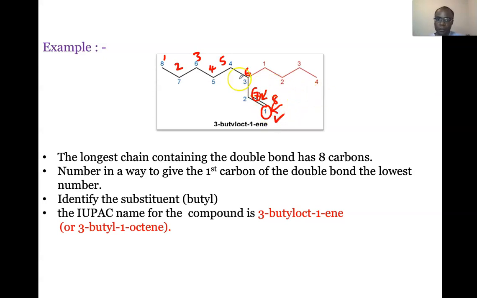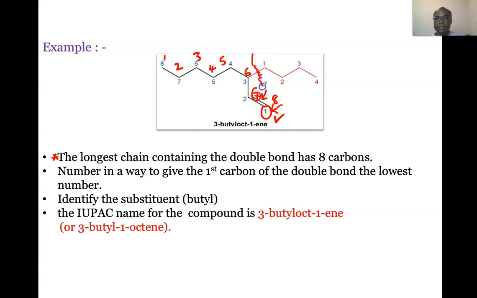Now, one would have said the longest chain is 6, 7, 8, 9, 10. It's 10 carbons going straight out, straight to the right or straight to the left. You would count 10 carbons. But that's not the longest chain of the alkene. The longest chain of the alkene should be the one that contains the double bond. And the correct numbering is the blue because you're prioritizing the carbon of the double bond before you look at the substituents.